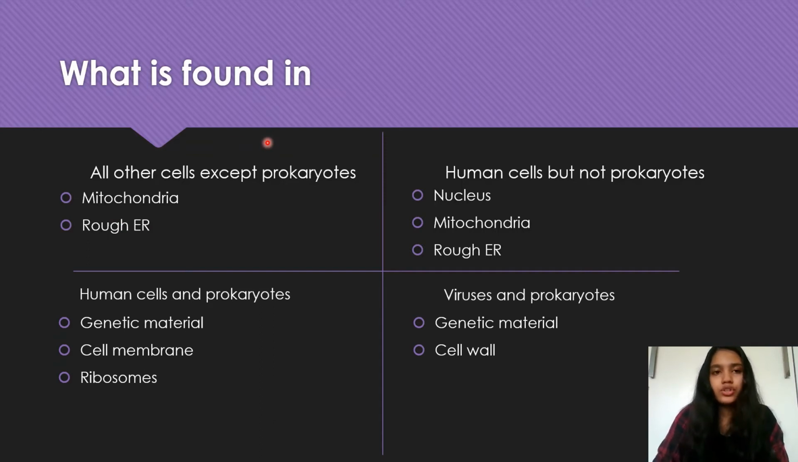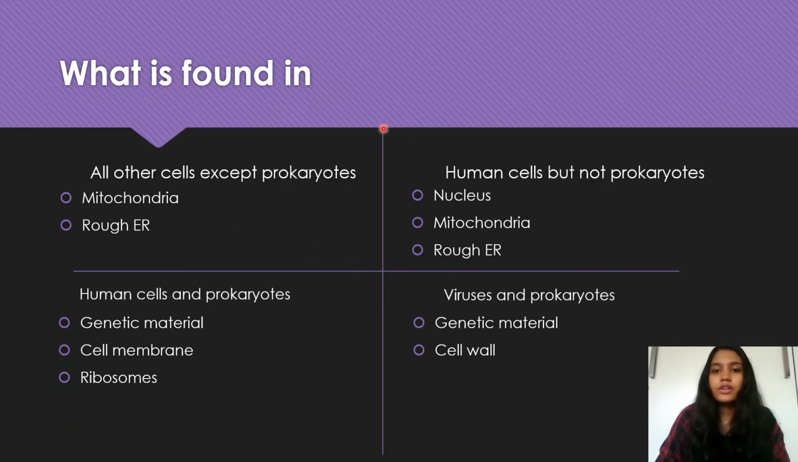So one question is what structures are found in all other cells except prokaryotes? To this, your answer is mitochondria and rough endoplasmic reticulum. You learn this by default and write it down. You'll never go wrong. And usually they ask you for two structures. So I've given you 2 to 3 here. You memorize them and you're good to go.